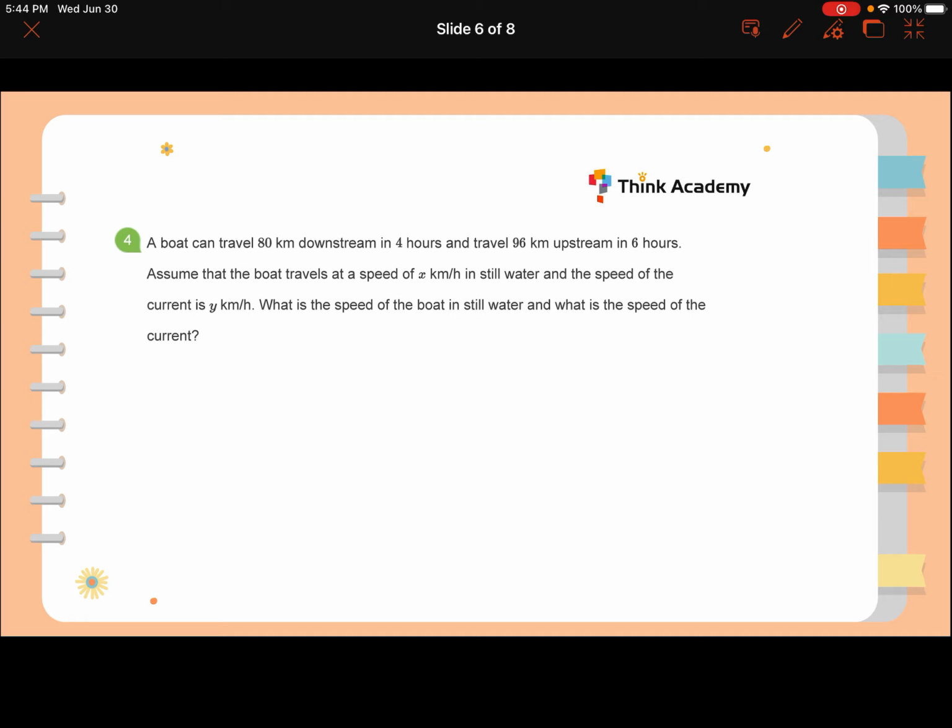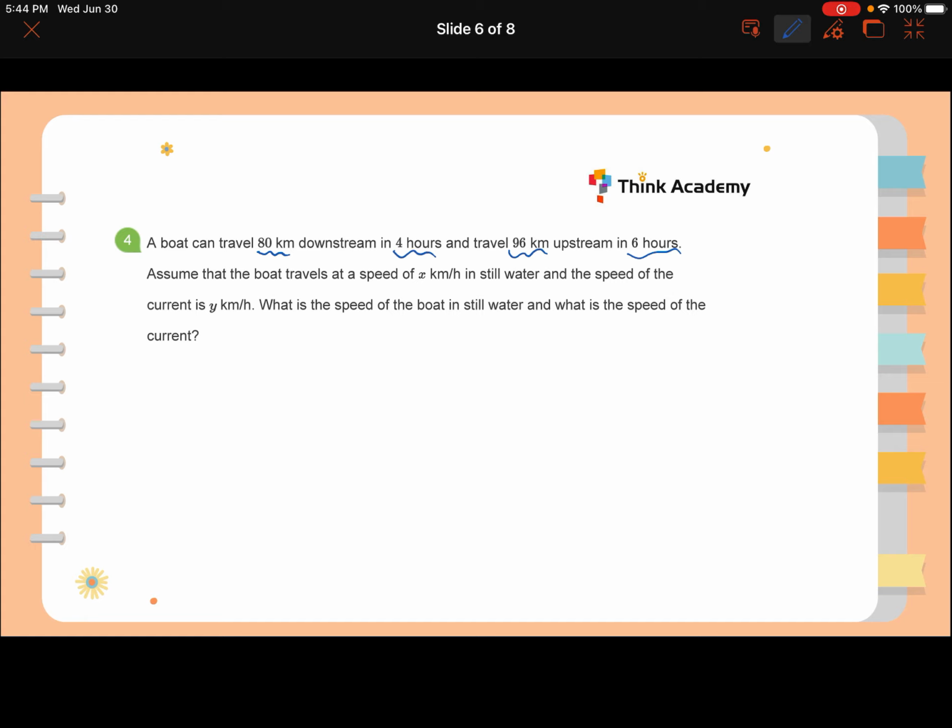Now for question number 4, we have a word problem. A boat can travel 80 kilometers downstream in 4 hours, and can travel 96 kilometers upstream in 6 hours. Assume that the boat travels at a speed of x kilometers per hour in still water, and the speed of the current is y kilometers per hour. What's the speed of the boat in still water, and what's the speed of the current?